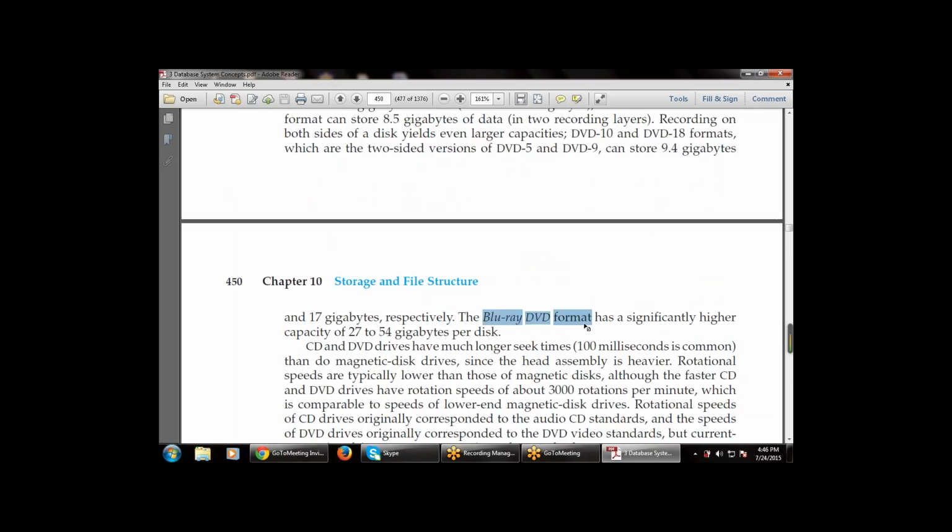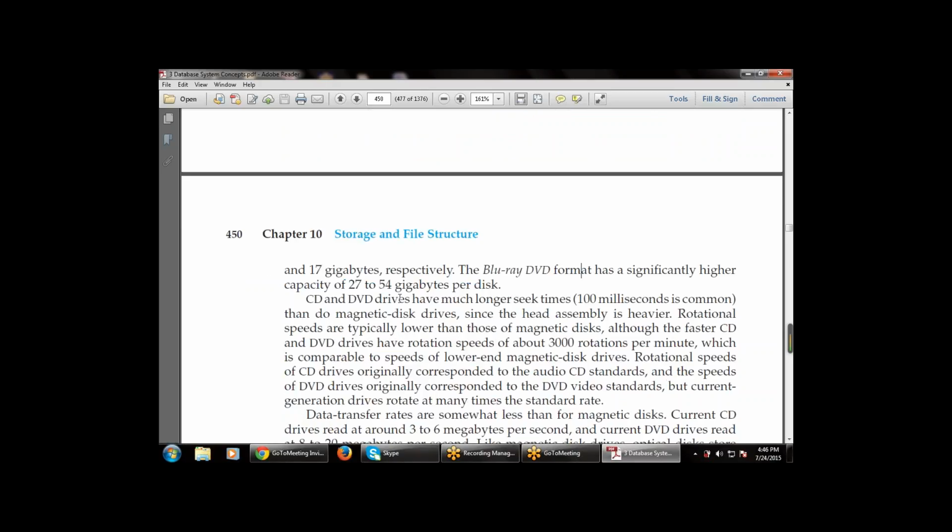And the Blu-ray format has a significantly higher capacity of 27 to 54 gigabytes. So it has high capacity as compared to the DVD formats. CD and DVD drives have much longer seek times than magnetic disk drives, so they have a much larger seek time than that available with the magnetic disk.